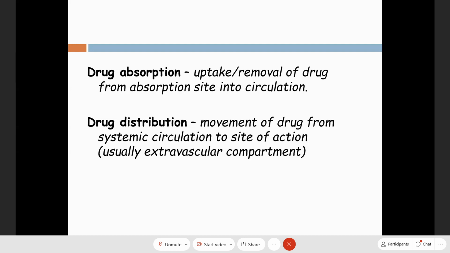Drug distribution refers to the movement of a drug from the systemic circulation to the site of action. And the site of action is usually the extravascular compartment. So it will move from the systemic circulation to the extravascular compartment.